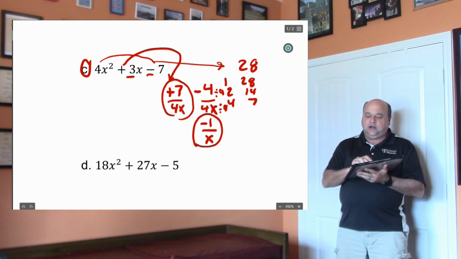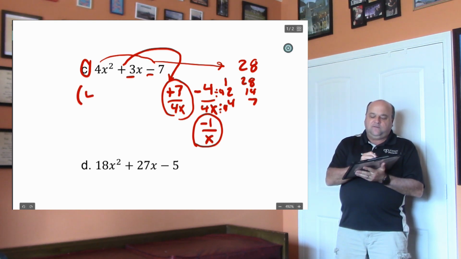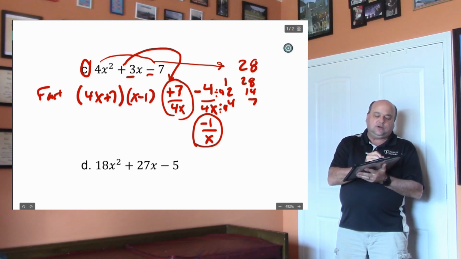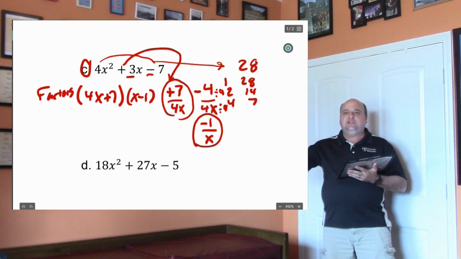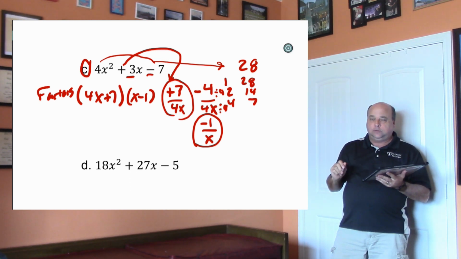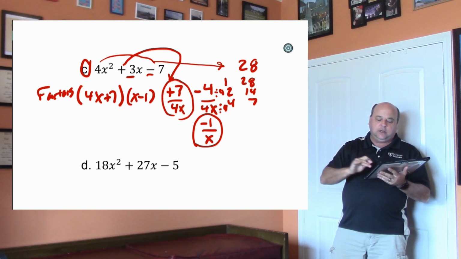Notice 7 times negative 1 is negative 7. 4x times x is 4x squared. So my answer is going to be 4x plus 7 and x minus 1. And remember, these are called factors, right? Your test base just want one of those factors, and you can put the factors in any order, okay? Not an easy lesson to do. You got to go back and watch, okay?